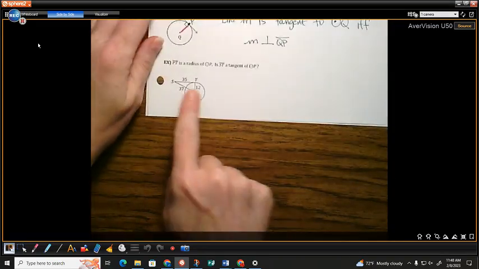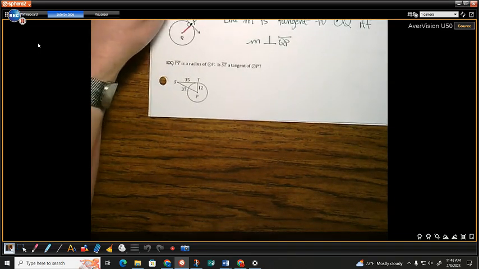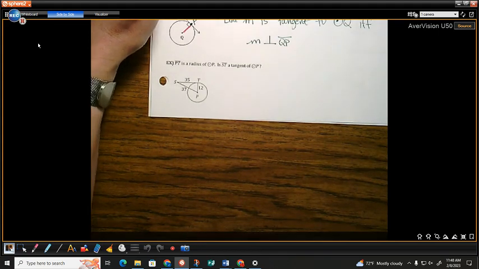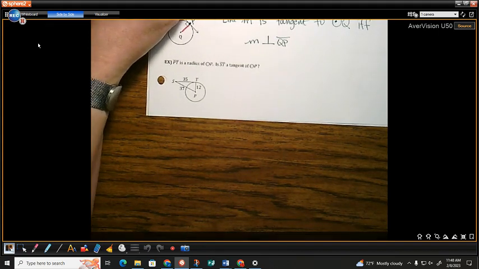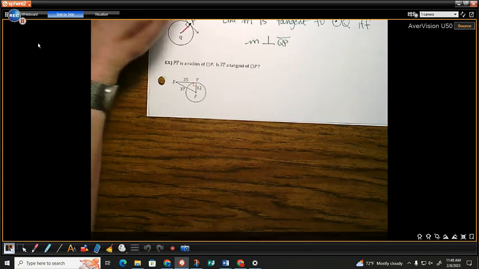And so what's going to happen is you're going to get a picture like this, and they're going to ask, is ST tangent to circle P? How would I know? What would give it away that it was tangent? If there was a right angle there. How could I find out if that's really a right angle? I could test it with the Pythagorean theorem. And if it works, we've got ourselves a tangent. If it doesn't work, we don't.